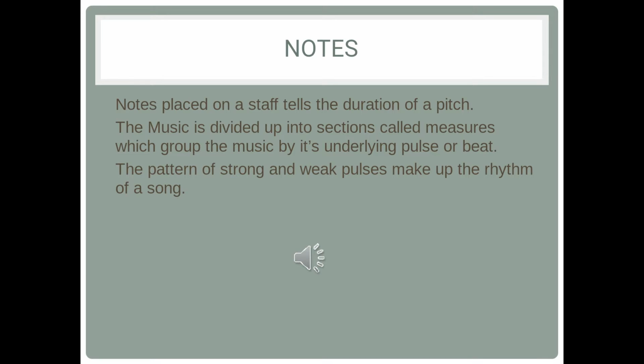Notes placed on a staff tell the duration of the pitch. The music is divided up into sections called measures, which group the music by its underlying pulse or beat. A pattern or song has weak and strong pulses. This makes the rhythm of the song. This is called meter.